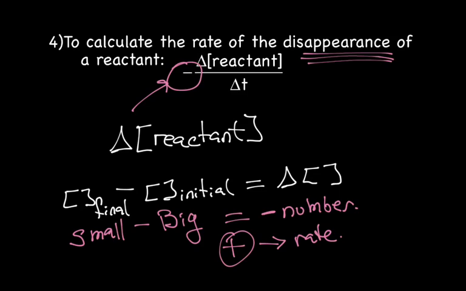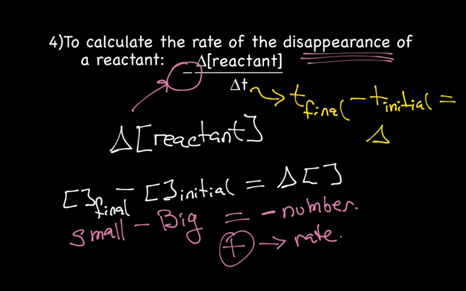And then change of time, same as change in reactant. You're going to take the time final minus the time initial, and that will give you change in time.